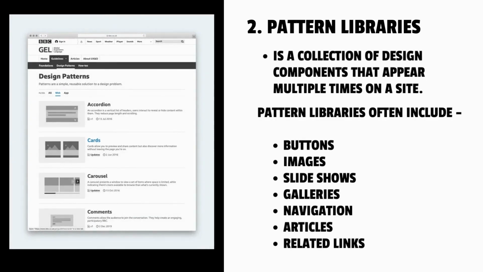Pattern libraries. A pattern library is a collection of design components that appear multiple times on a site. Typical examples might include slideshows, navigation, social media features, news listings, related links. A pattern library documents all of these patterns, also often known as components, and defines how they behave, what they look like, and how they are coded.